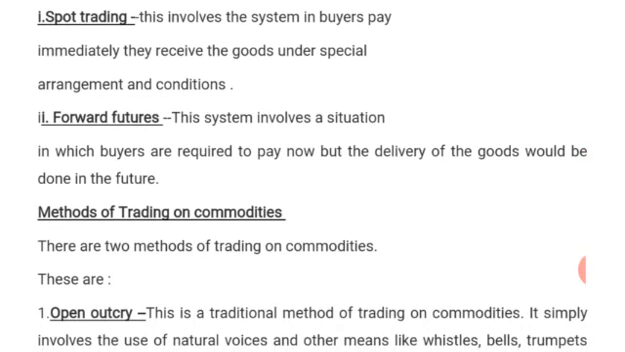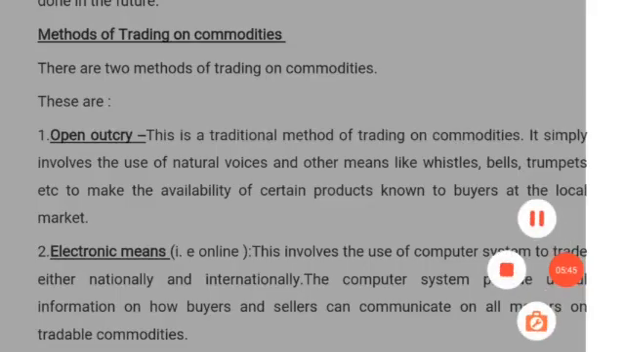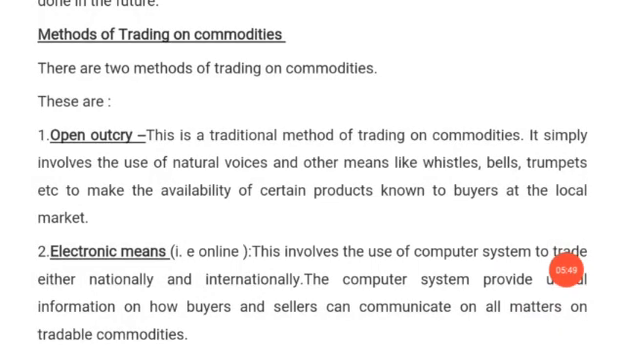Let us now look at methods of trading on commodities. There are two methods of trading on commodities. They are open outcry and electronic means. Open outcry is a traditional method of trading on commodities. It simply involves the use of natural voices and other means like whistles, bells, trumpets, etc. to make the availability of certain products known to buyers at the local markets.